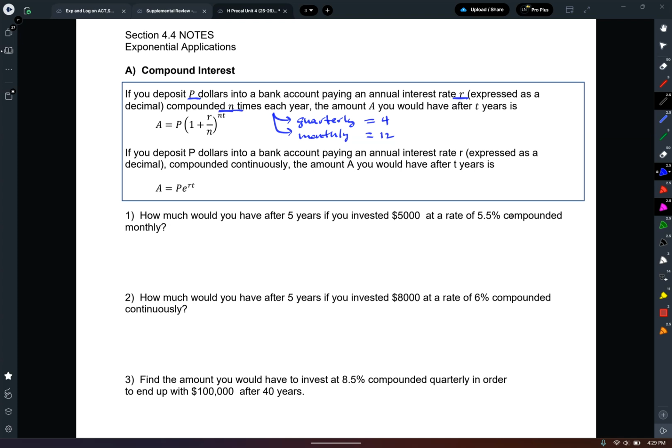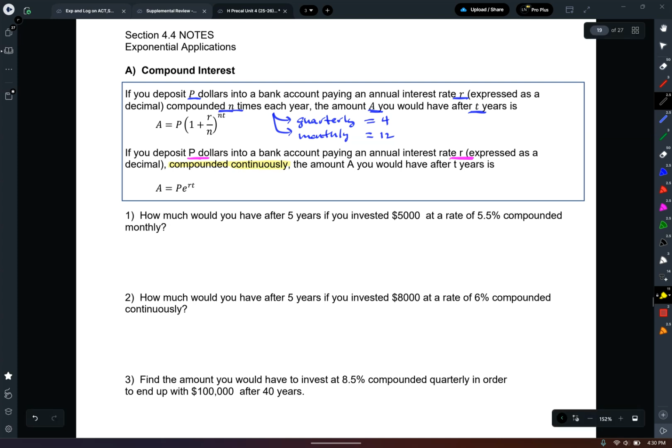And then A is the amount that you would have. So that's your ending amount of money. And then T is always expressed in years. Okay. So there's that one formula. But notice the second formula. It says if you deposit P dollars, so that starts exactly the same. So P for principal. Still paying an annual interest rate of R. So that's exactly the same. No different yet. The difference is right here, and I'll highlight it because it says compounded continuously.